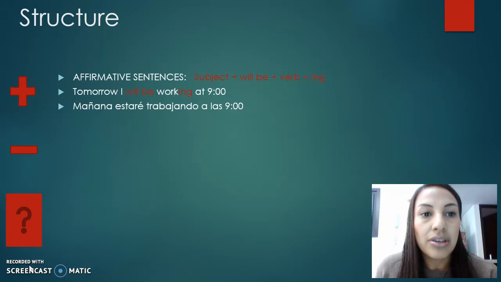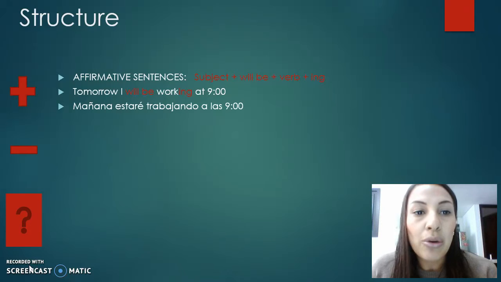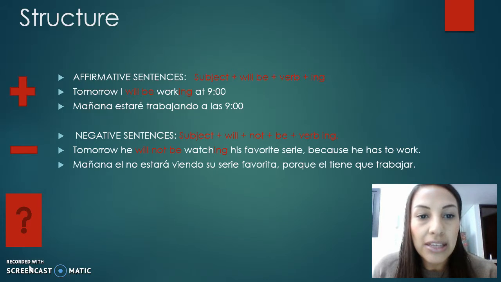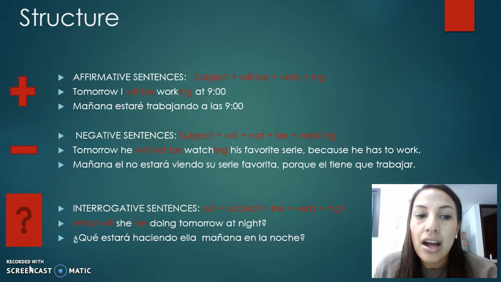Let's see the structure. For affirmative sentences, we use subject plus will be plus verb plus ing. For example, tomorrow I will be working at 9. Negative sentences, subject plus will plus not plus be plus verb with ing. For example, tomorrow he will not be working. He will not be watching his favorite series because he has to work.